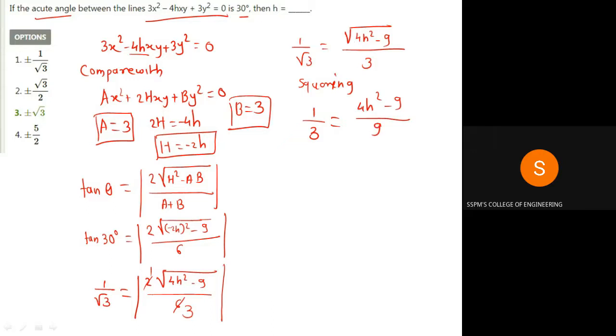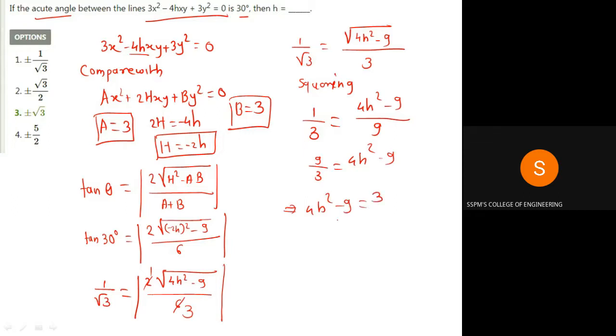What remains in the numerator? 4h square minus 9. 1 square is equal to 1, root 3 square is equal to 3, and 3 square is equal to 9. Now see, this divided by 9 will be multiplied on the left hand side. So 9 divided by 3 is equal to 4h square minus 9. This implies 4h square minus 9 is equal to 9 divided by 3.